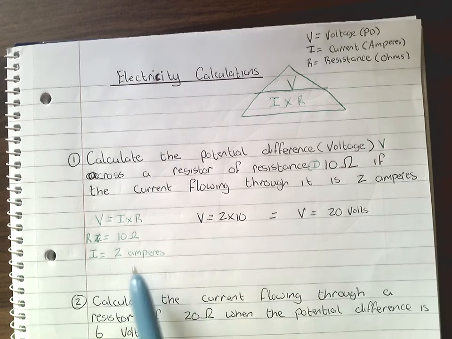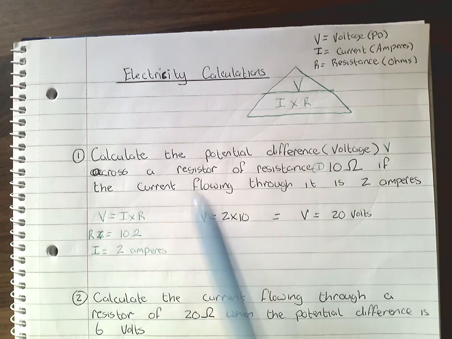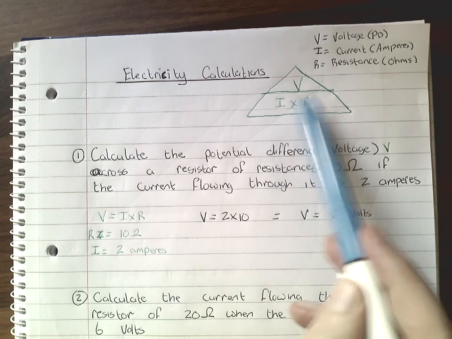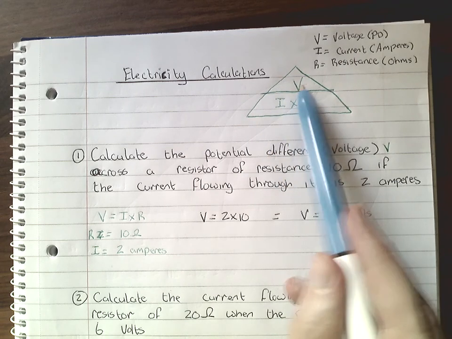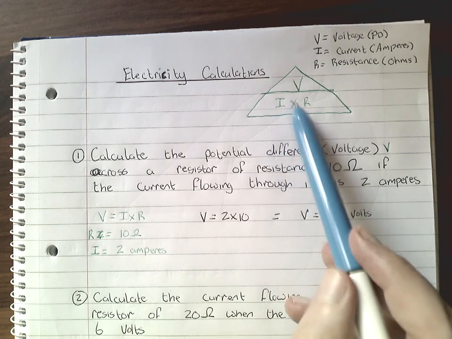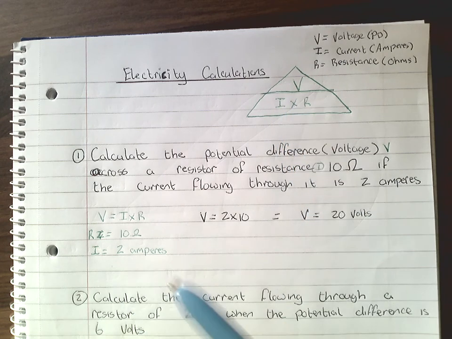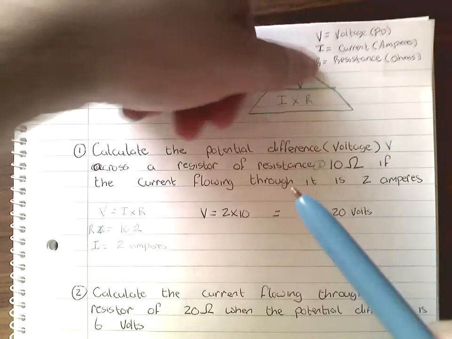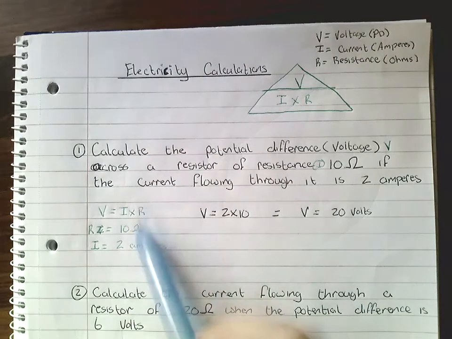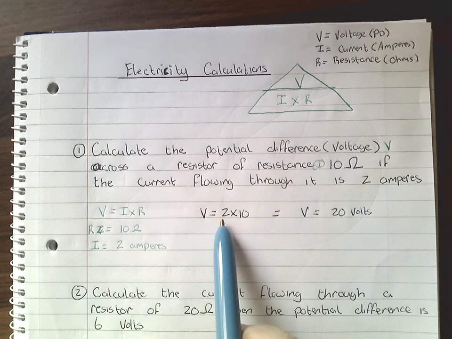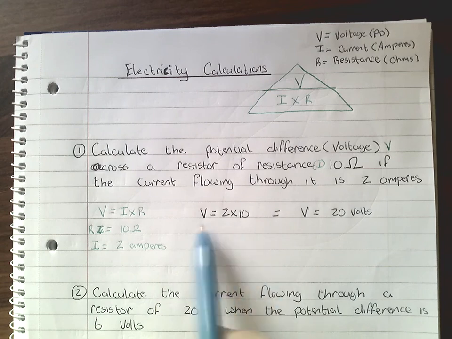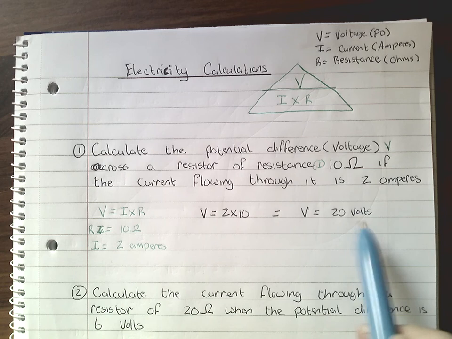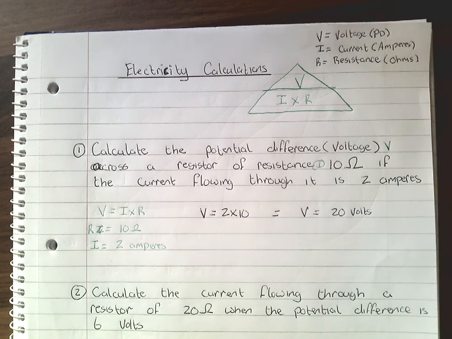So that's it. There's nothing really more complicated about these calculations than that. It's just important that you know this triangle here. It's very useful, and it tells us how to go about calculating whichever property you want to calculate. This one we're asked to calculate potential difference. So again, you cover this, write down what you have from the question, plug the values into your formula, work it out, and then write what it's asking you for, and make sure to use the correct units as well. So let's have a look at the next question.